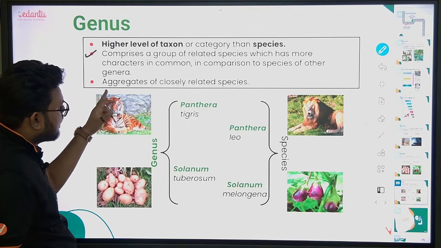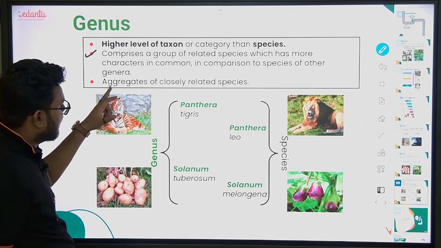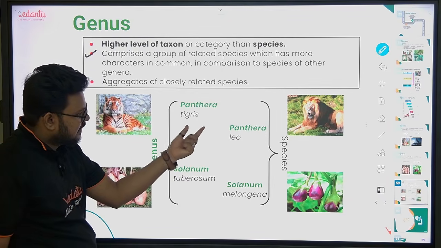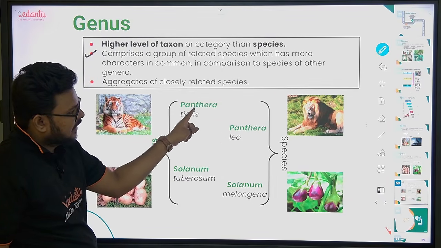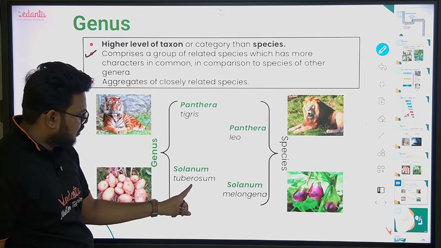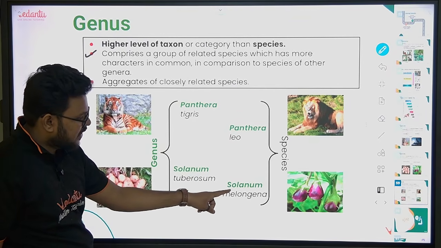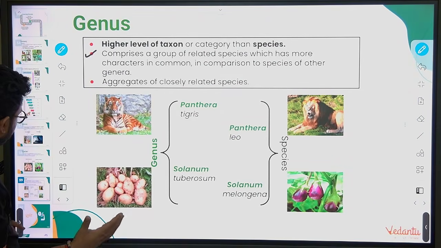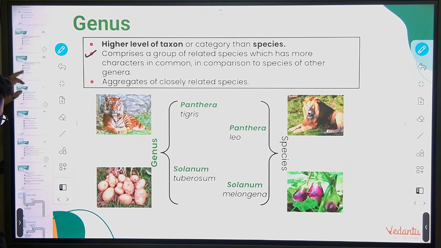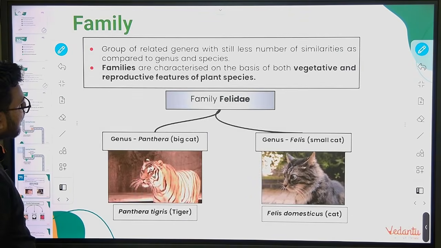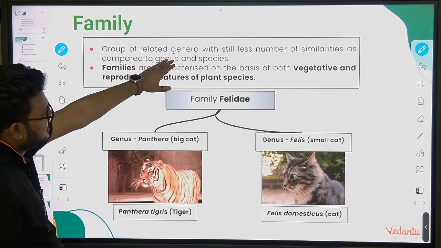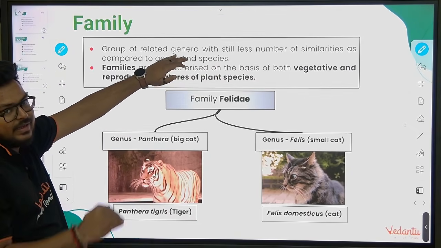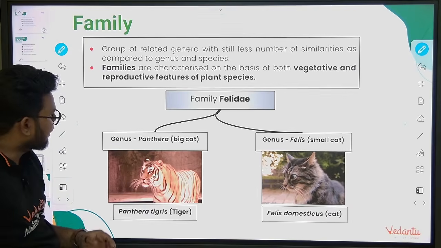Genus. Aggregates of what? Or in simple terms we can say aggregates of closely related species. So Tigris and Leo, they are coming under Panthera. Tuberosum and Melanogaster, they are coming under what? Solanum. Okay. Similarly, a group of related genera will make what? They will make family. A group of related genera with fewer similarities as compared to genus and species. So when we are moving up, the number of similarities is reducing.